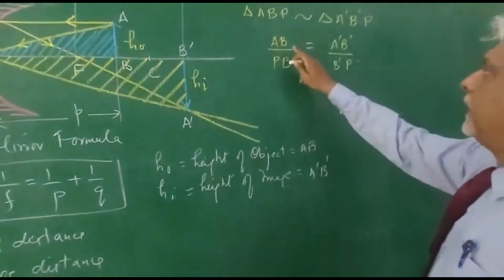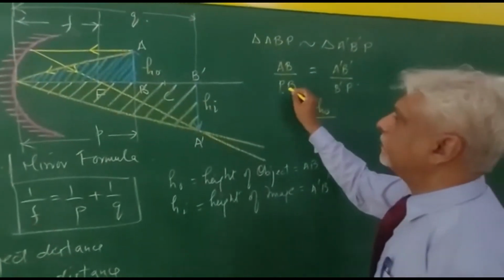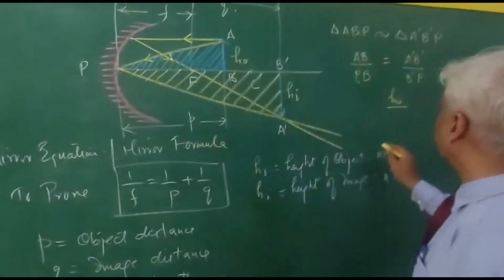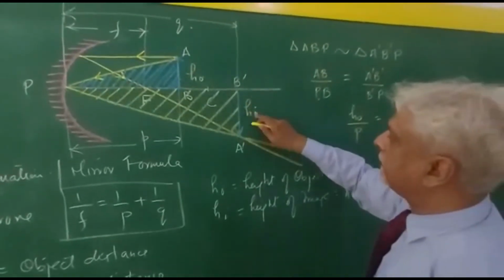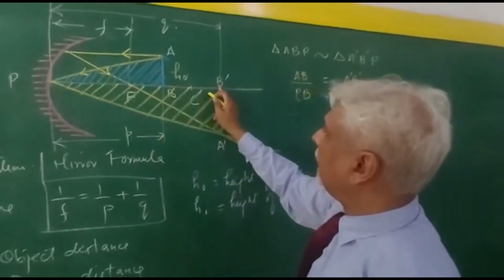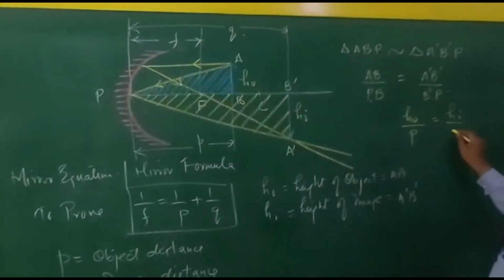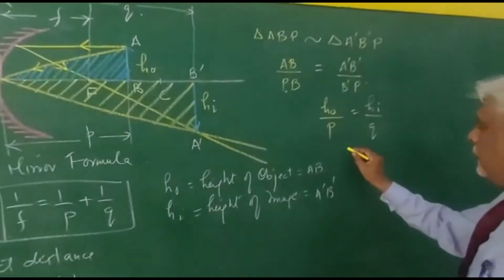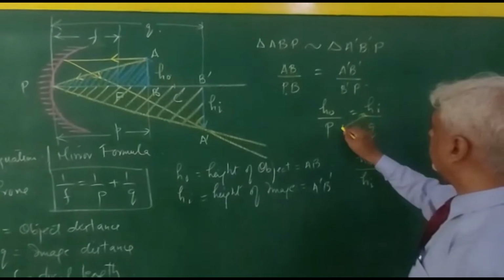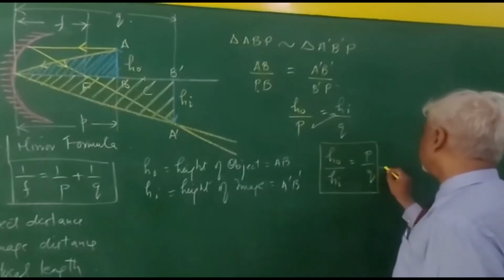So I can replace this value as HO upon HI. PB is equal to the object distance, P, and B dash P is the image distance, that is Q, from the pole to where the image is formed. So we can write this down as HO upon HI equals P upon Q. I have this equation. Let's call it equation 1.